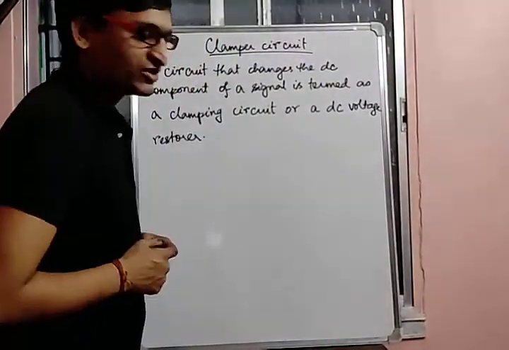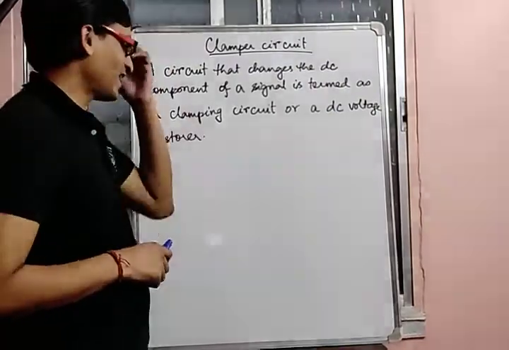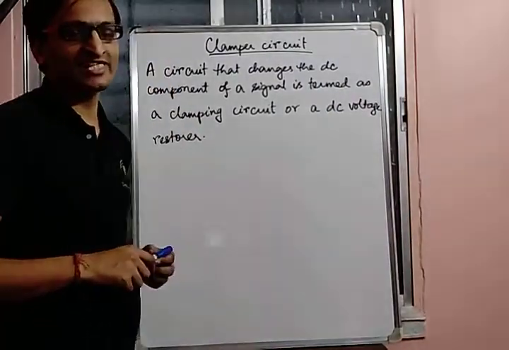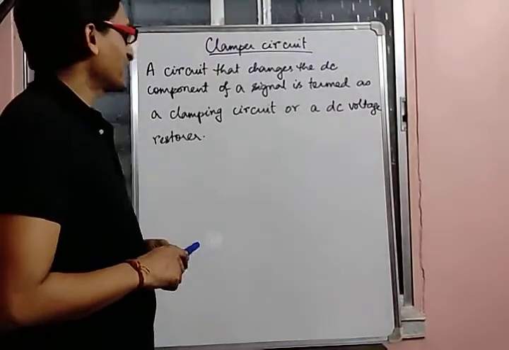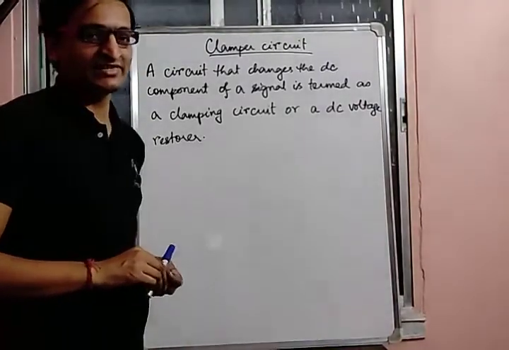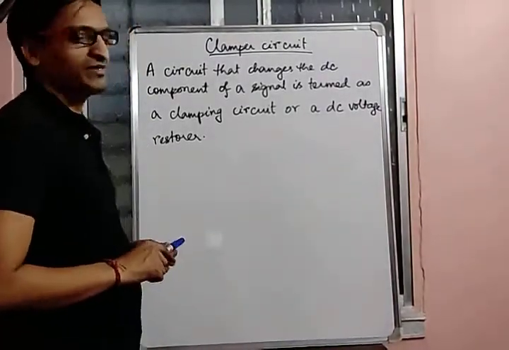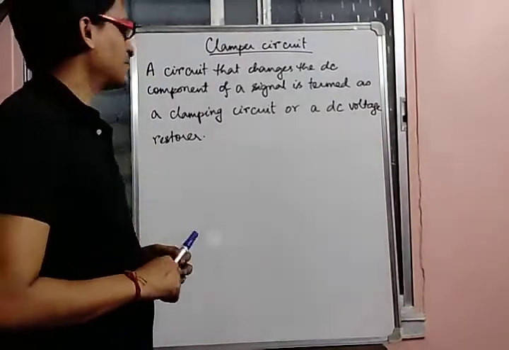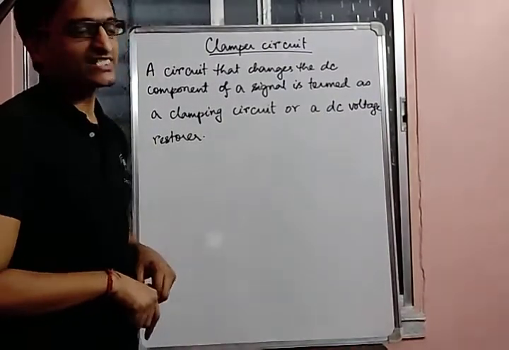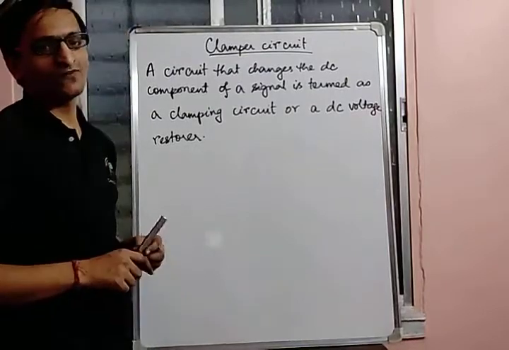Hello everyone. So today we'll be moving on to the last type of DC circuit, which is basically a clamper circuit. In the previous class we have already seen a clipper circuit. Now we'll be seeing the clamper circuit. What is a clamper circuit? A clamper circuit is basically a circuit which changes the DC component of a signal.